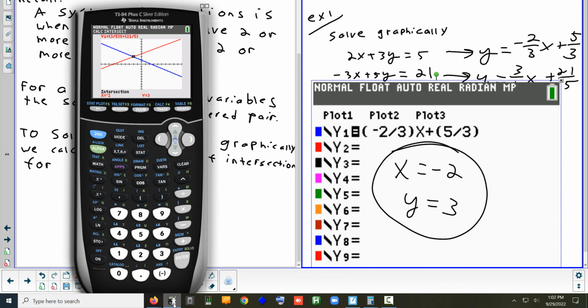Yes, you do have to give both numbers. So you can write your answer that way, or you could write your answer as a coordinate. Either way.